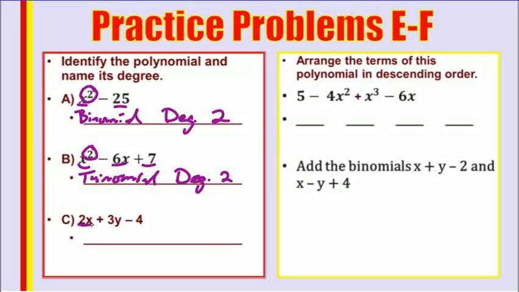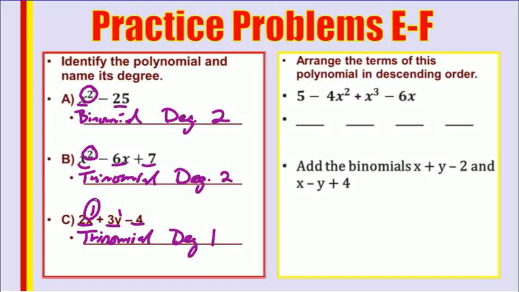And the last one, we have 3 terms here. So that would be our trinomial. And this would have a degree of, not 2, this would have a degree of 1 because we only have our leading exponents, and the biggest exponent is a 1.